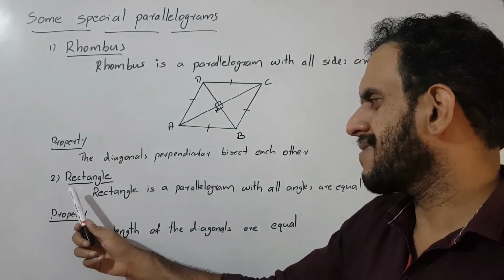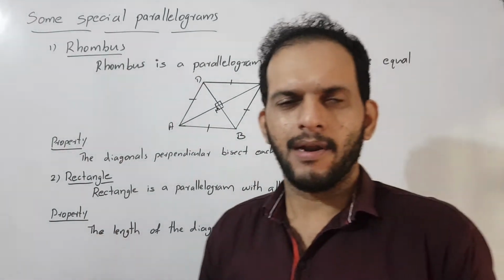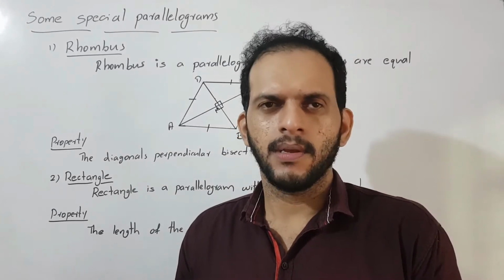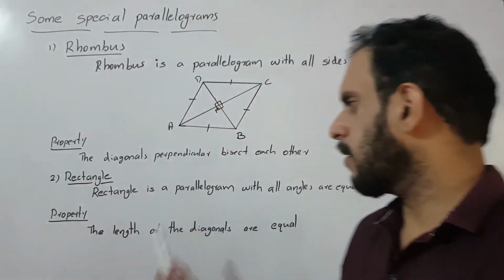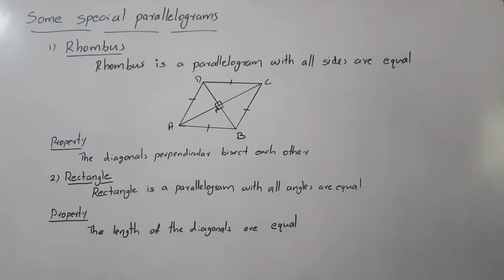special parallelogram is a rectangle. Rectangle is also a parallelogram. Then what is a rectangle? A rectangle is a parallelogram with all angles equal.